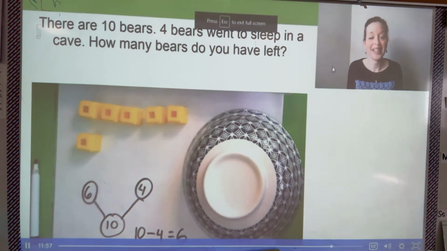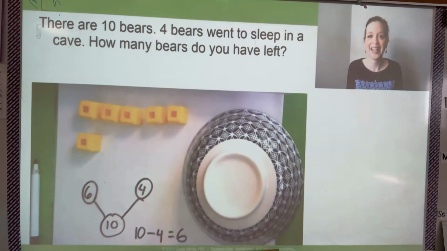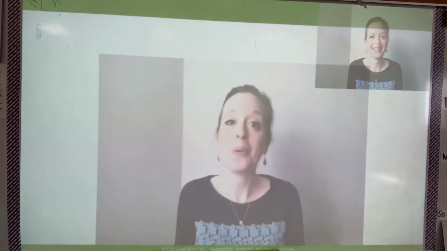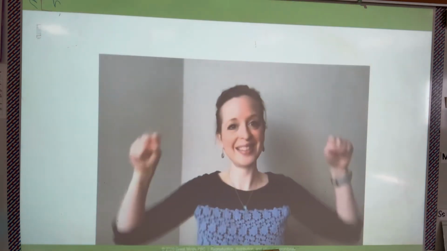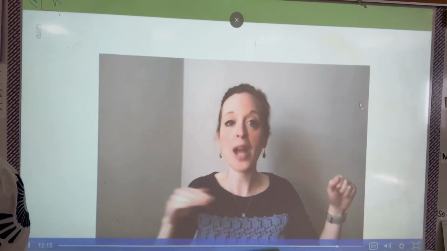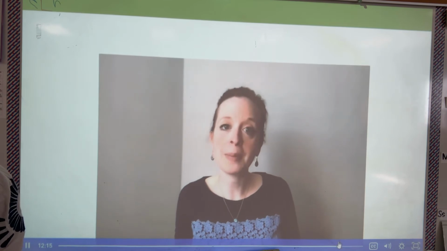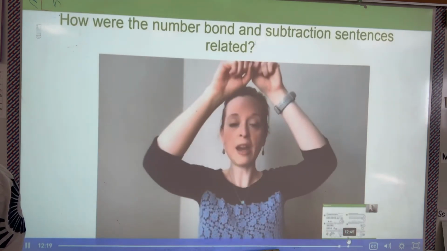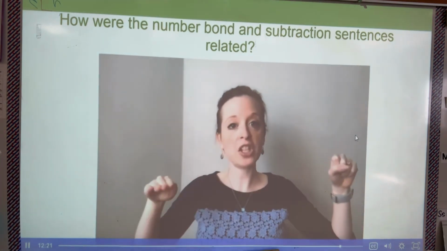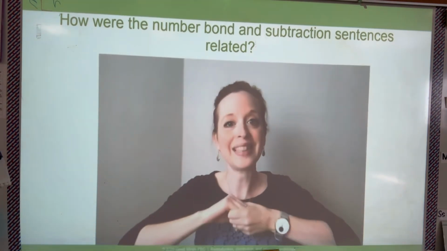Great job, friends. Let's read our number sentence all together. Ready, go. 10 minus 4 equals 6. Friends, we did a number bond and a subtraction sentence for each of our problems today. How were the number bonds and subtraction sentences related?